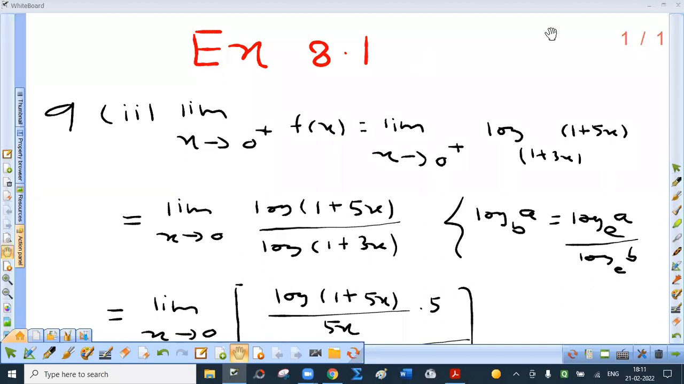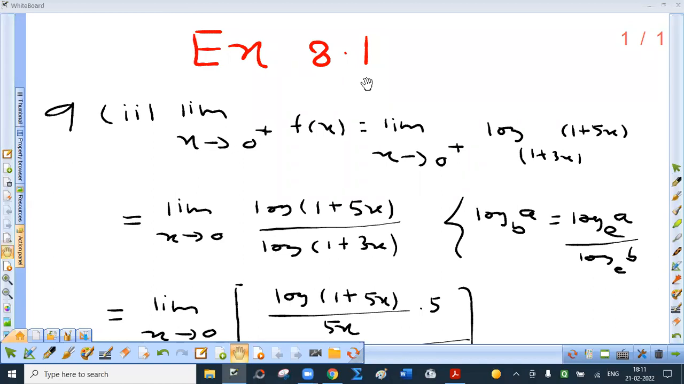Exercise 8.1, question 9. Which of the following functions have a removable discontinuity? If it has a removable discontinuity, redefine the function so that it becomes continuous. We'll be doing the second part. The third we have already discussed.